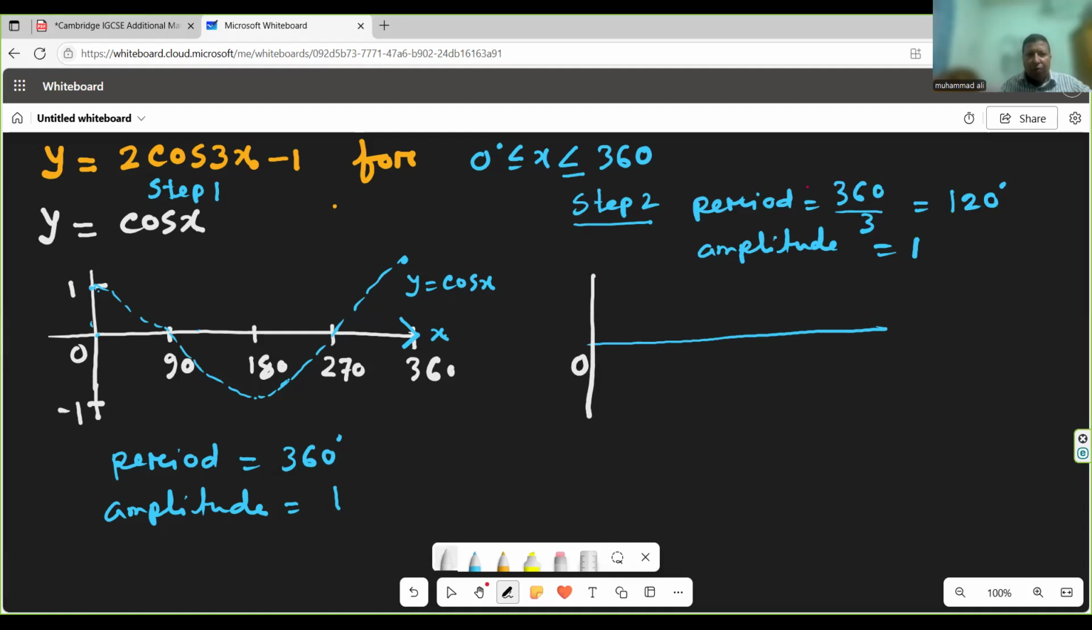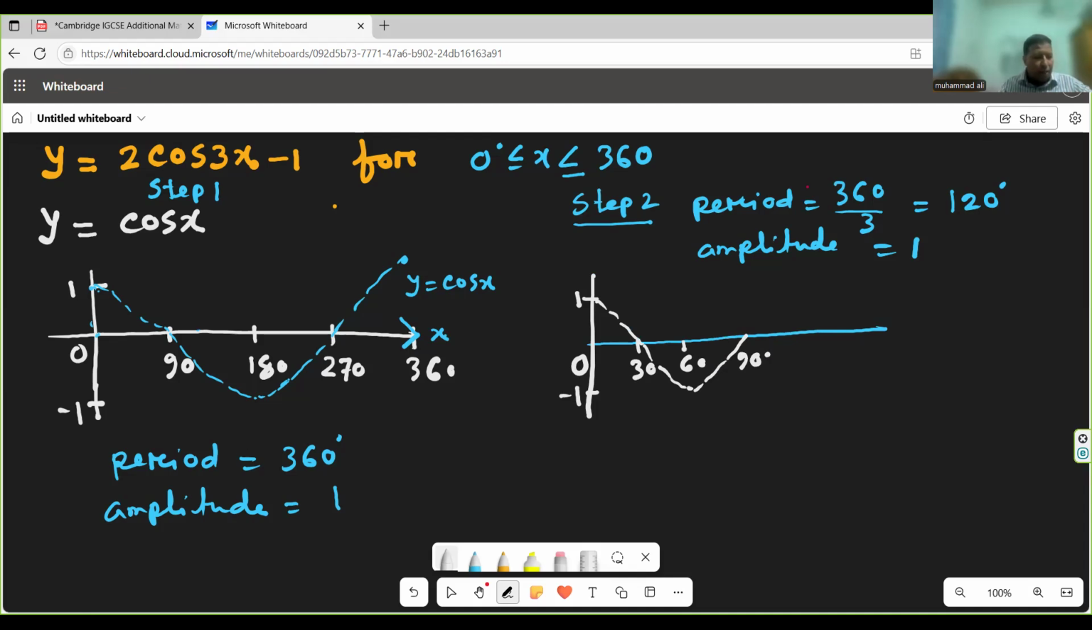So if we sketch this curve, at 0 it will be 1. Previously at 90 degrees it was 0, so it will be 90 divided by 3, the horizontal value divided by 3. So at 30 it will be 0. At 180 degrees it was minus 1, so 180 divided by 3, that means 60, it will be minus 1. And 270 it was 0, so 270 divided by 3, that means 90, it will be 0.